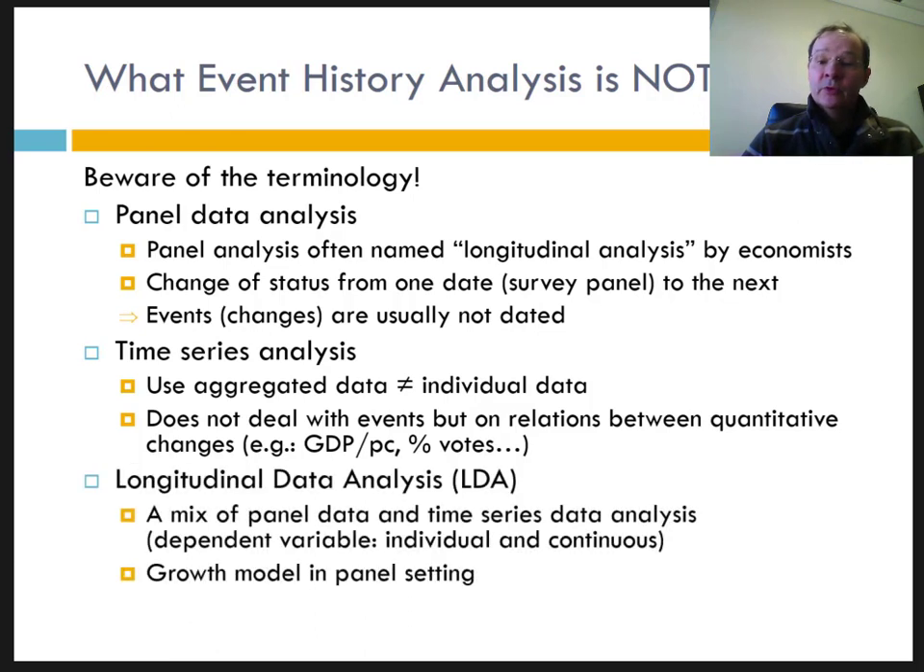Now, what is even more confusing is longitudinal data analysis, which is a fairly new type of analysis that is used by epidemiologists and others. It consists in mixing the panel approach with a time series approach. In this type of analysis, the outcome, or dependent variable, is measured at the individual level and is continuous. Examples are blood pressure, CD4 count, temperature, etc. This type of analysis belongs to the class of growth models, but is applied in a panel setting.